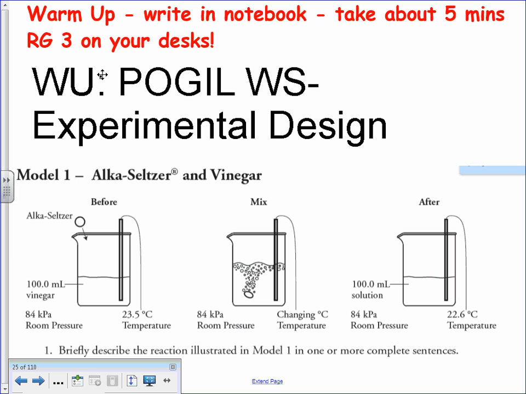So we got volume of vinegar, room pressure, and initial temperature, and it was approximately room temperature, but not quite. Okay, so those are some data tables giving you more experimental setups. Let's talk about the scientific method, okay?